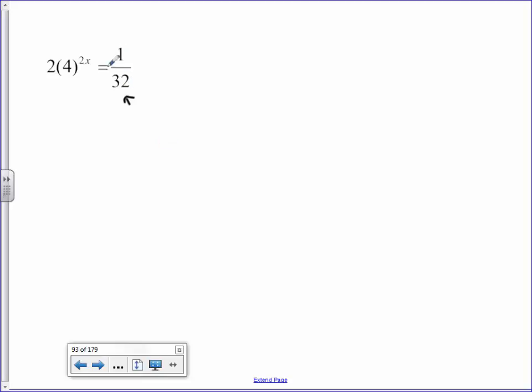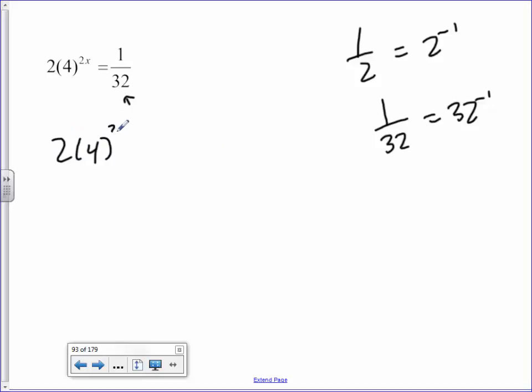32 on the bottom of a fraction can be written in a slightly different way. What happens when you have 1 over something? How does that work with exponents? You guys remember? That's right. It's the power of negative 1. If you don't remember that rule, 1 over 2 is the same thing as 2 to the negative 1. So 1 over 32 would be equal to 32 to the negative 1. Makes sense? So 2 bracket 4 to the 2x is going to equal 32 to the negative 1.